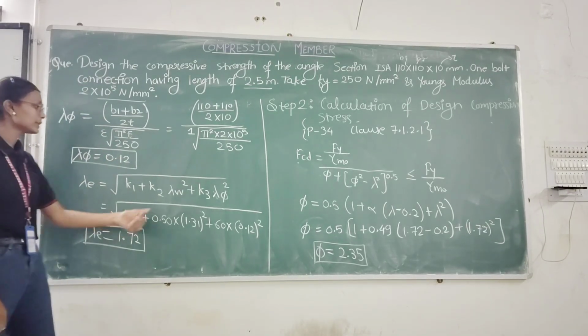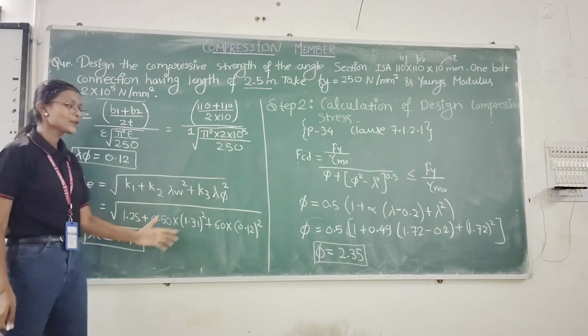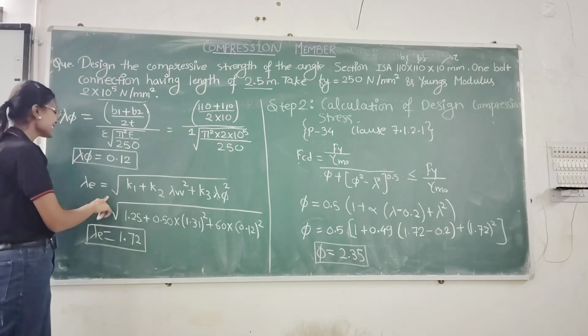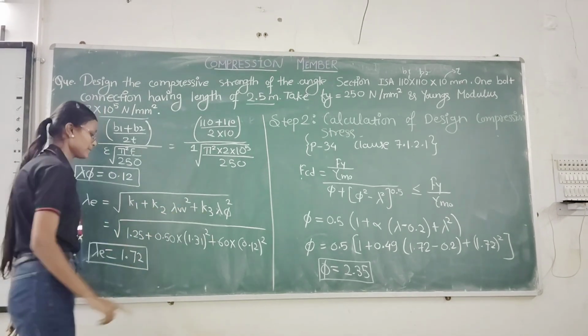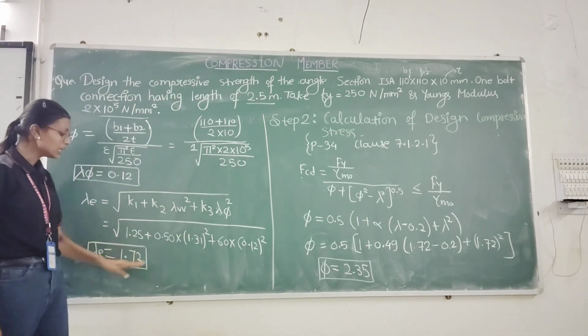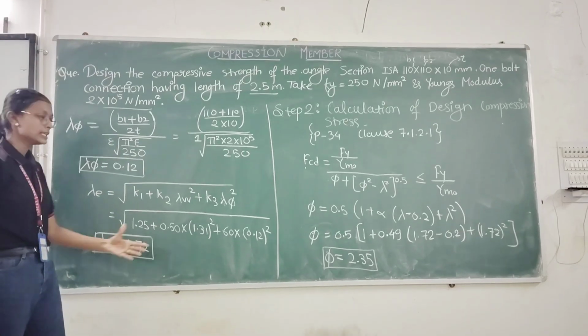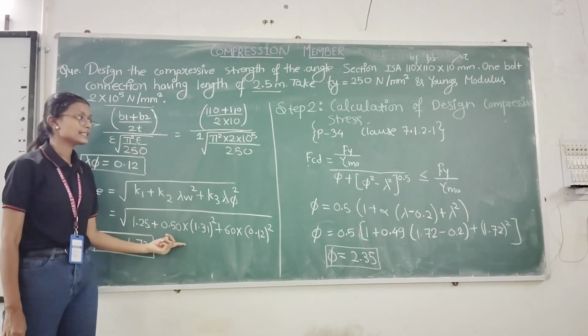We already calculated lambda_vv and lambda_phi. So lambda_e is equal to under root of K1 plus K2 lambda_vv plus K3 lambda_phi. Put the overall values in the formula and you will get the value of lambda_e. Directly calculate this value on the calculator.